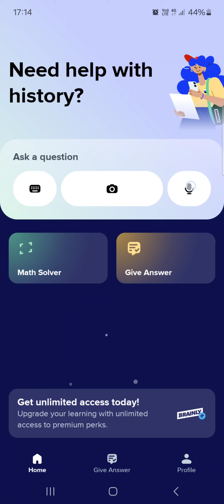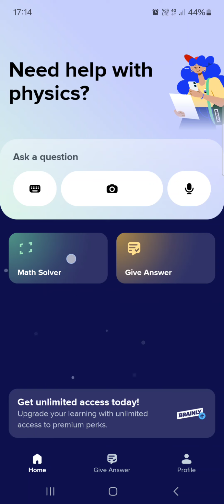Here we have three options for asking a question. One is the left one, which is a keyboard, which means that we can type in the question. The middle one is a camera, so we can take a picture of the question and then ask it that way. Or we have a microphone here, which means that we can speak the question and then submit it that way.